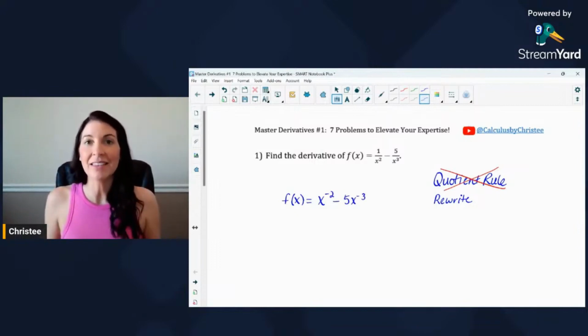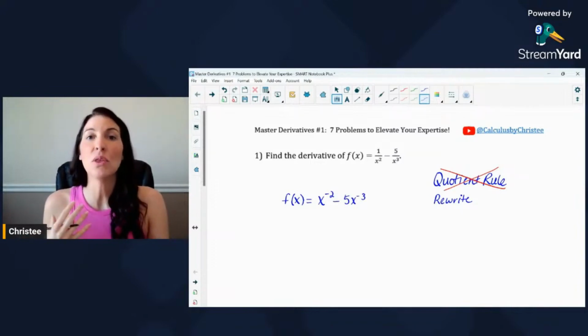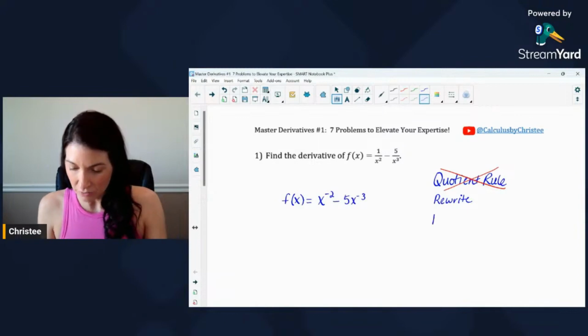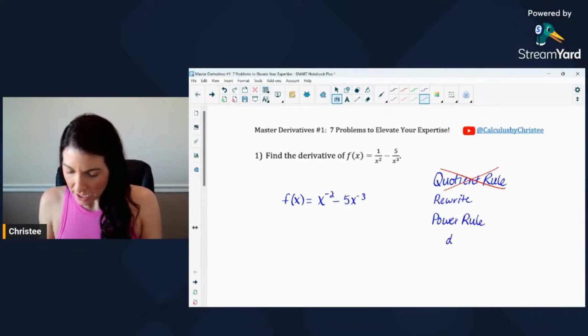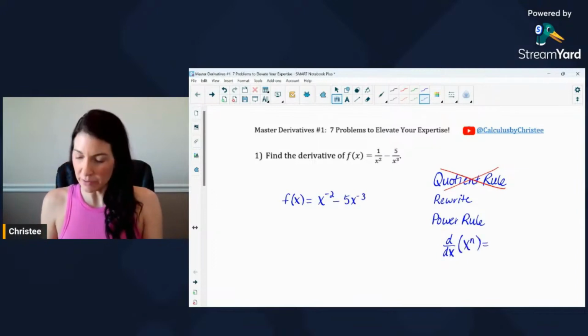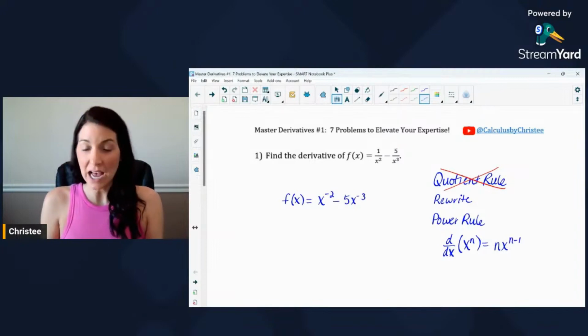Okay, rewriting it this way, it's going to be so much easier to take the derivative because now I can use what's called the power rule to take the derivative. So next would be using the power rule. And let me go ahead and write out that rule. So the power rule says if I want to take the derivative with respect to x of, let's say, x to the power of n, that derivative is going to be, you bring the n out in front as a constant multiple, and then raise x to the power of n minus 1. And again, that is called the power rule.